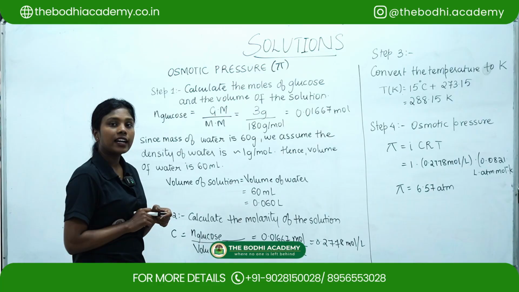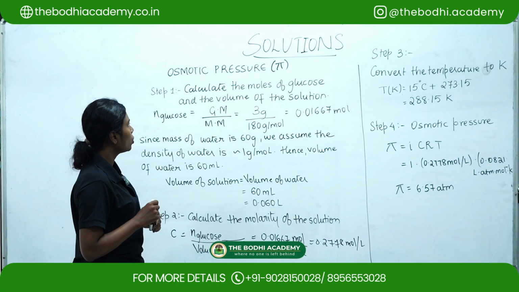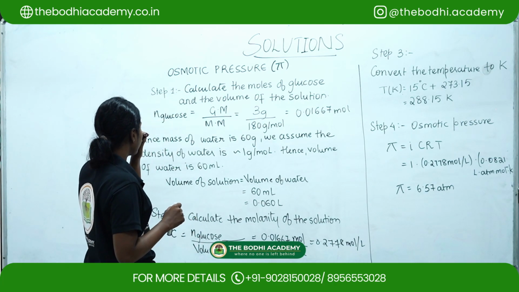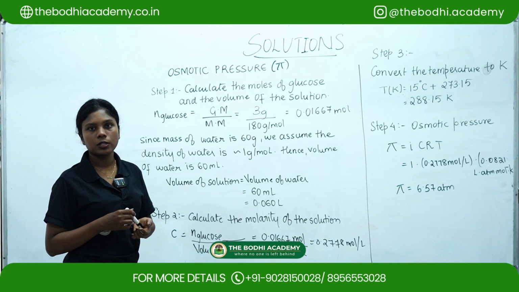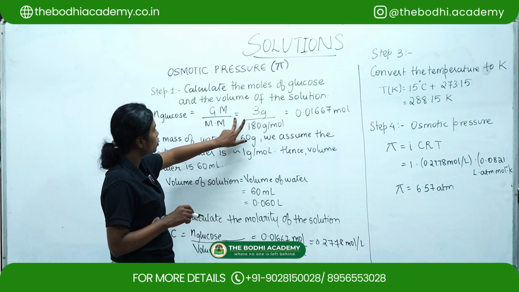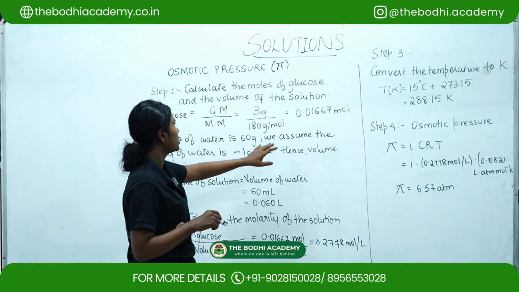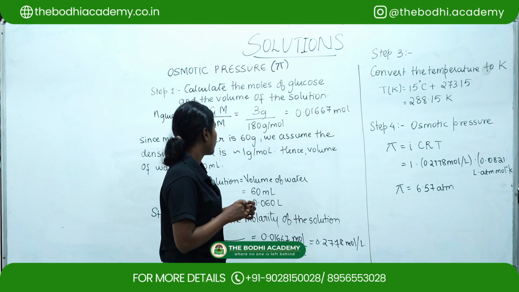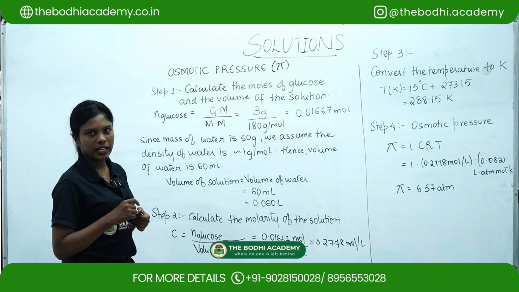Okay. So starting with step 1, we need to calculate the moles of glucose and the volume of the solution for this particular mixture that is given. For the number of moles of glucose, we know the formula: given mass upon molar mass. So that is 3 grams upon 180 grams per mole, which is equal to 0.01667 moles.